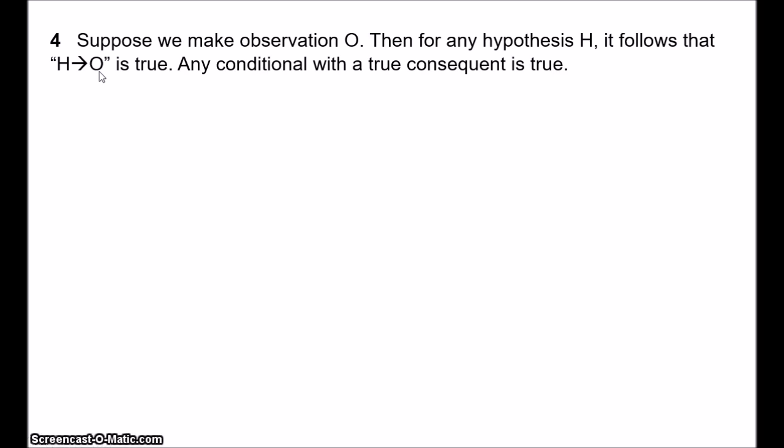Now, again, logically, any conditional with a true consequent is true. And that might seem a little bit odd, but that's just how it works. In logic, at least in classical logic, conditionals count as false only when you have a true antecedent and a false consequent. It would be something of a tangent to explain why this is.